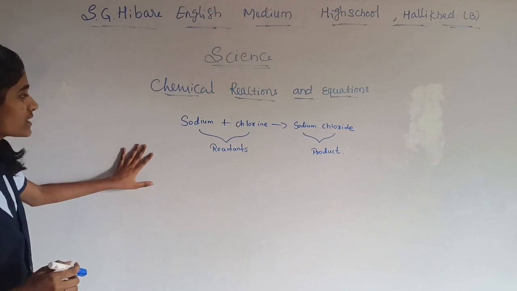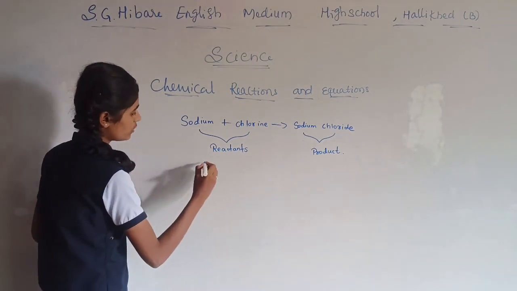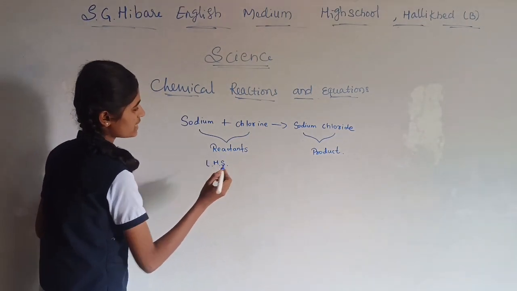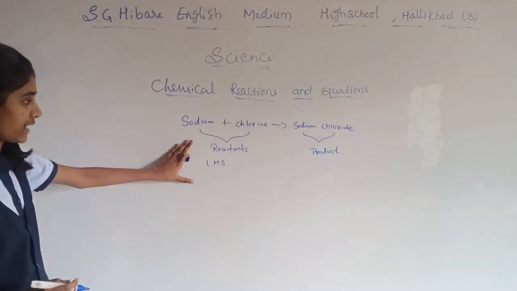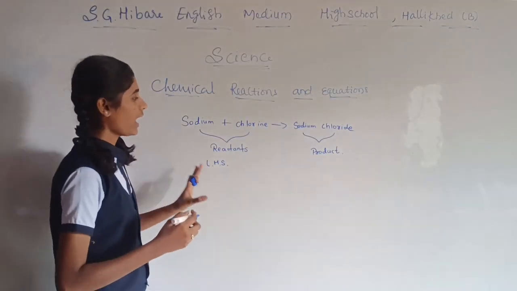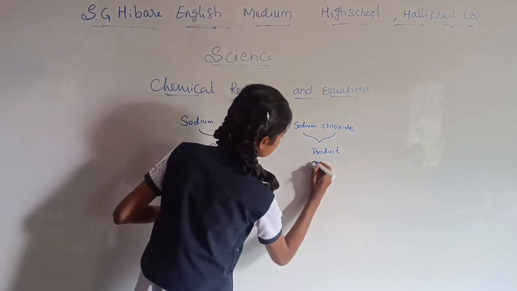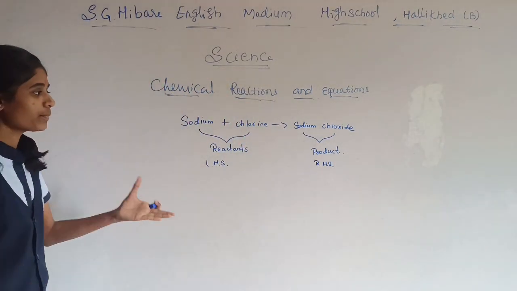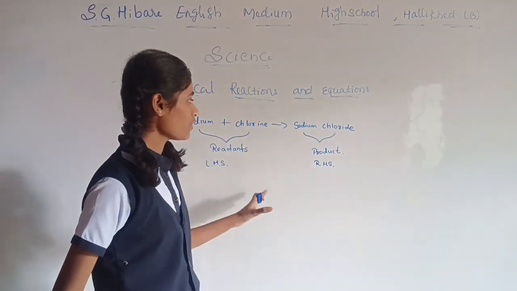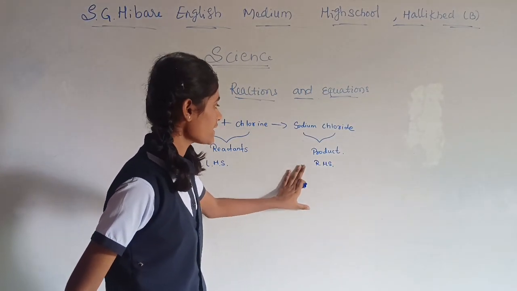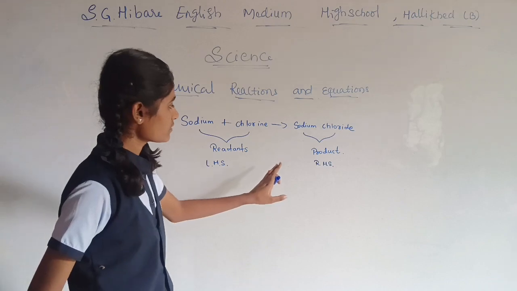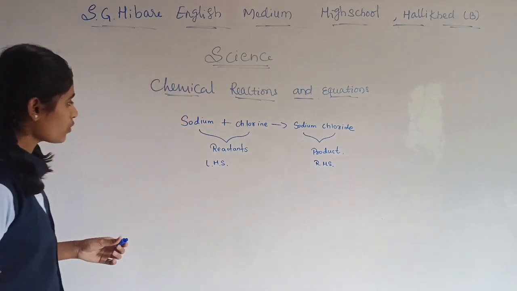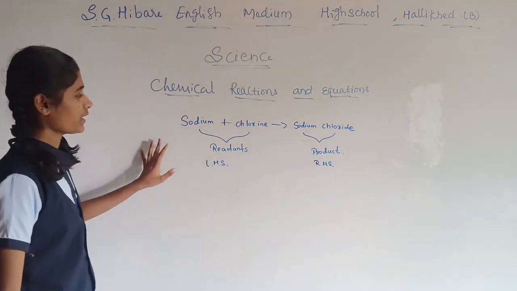So in chemical reactions, on the left hand side, all the substances that are reacting are known as the reactants because they are reacting with each other. And on the right hand side, a product is formed. The product may be one or more. So this is about the chemical reaction.